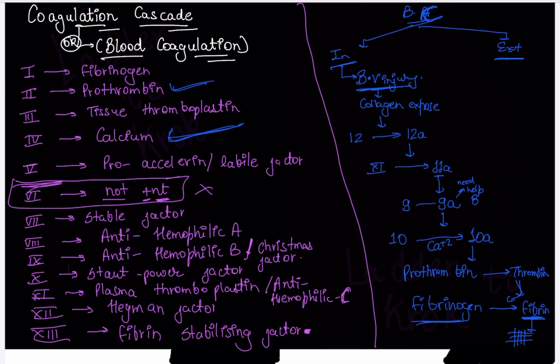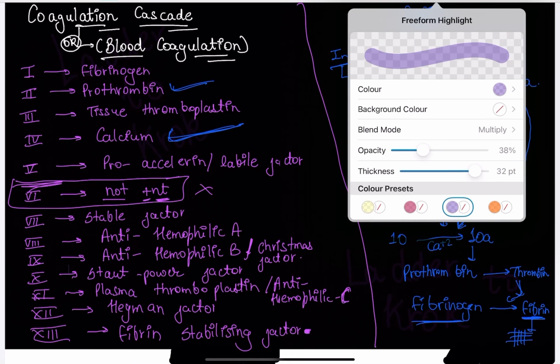This usually happens whenever there is injury, like tissue injury. In tissue injury, what happens, there is a big area of exposure and all those things. So in tissue injuries, what will happen? The 7 will convert into 7A. And then this 7A will go and directly affect which factor? It directly converts 10 to 10A. Okay, 10 to 10A.